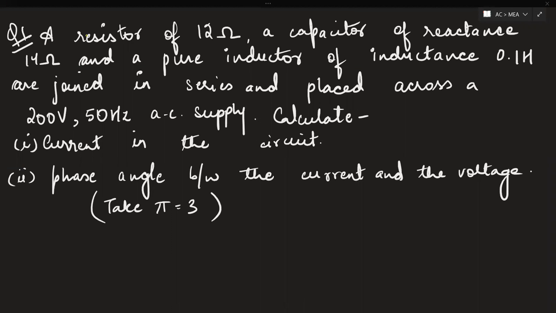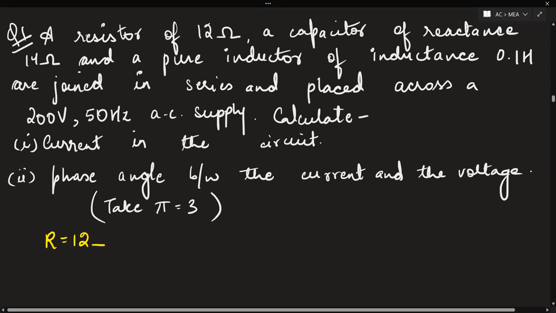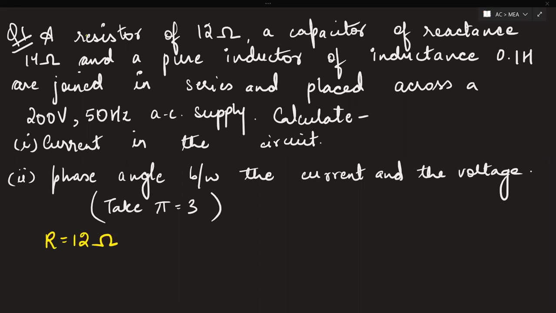Now class, see, the resistor's value is given as 12 ohm. Fine. Now Hania, tell me one thing. Is the value of capacitance given to us, or do we have the value of capacitive reactance with us? Yes, it is capacitive reactance. Correct. This is given as 14. And for the inductor, this is given as 0.1 Henry.